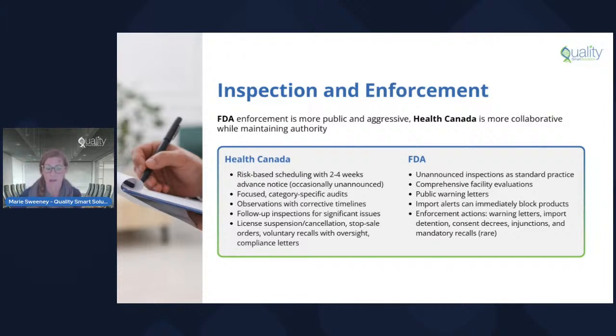Okay, so Health Canada is a risk-based scheduling with 2 to 4 weeks of advance notice, which is lovely. Occasionally, they have major concerns or have received a troubling complaint or report of your operations. They may show up unannounced. It's focused, it's category specific on their audits. Observations are accompanied with correction timelines. So they will say, hey, we've observed this. You have 4 weeks to tell us how you fix that problem, or whatever window that they give you. There's follow-up inspections for any significant issues and possible actions that may take if you are not found to be in compliance are stop sale orders, voluntary recalls with oversight, and compliance letters.